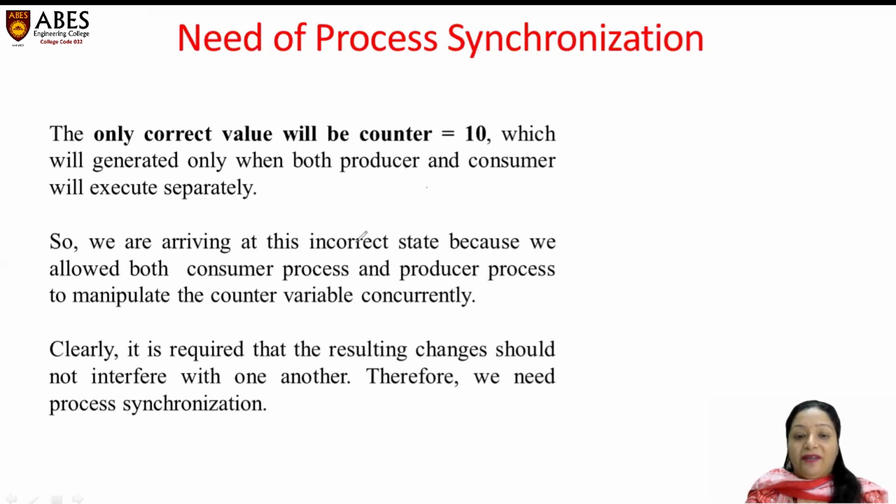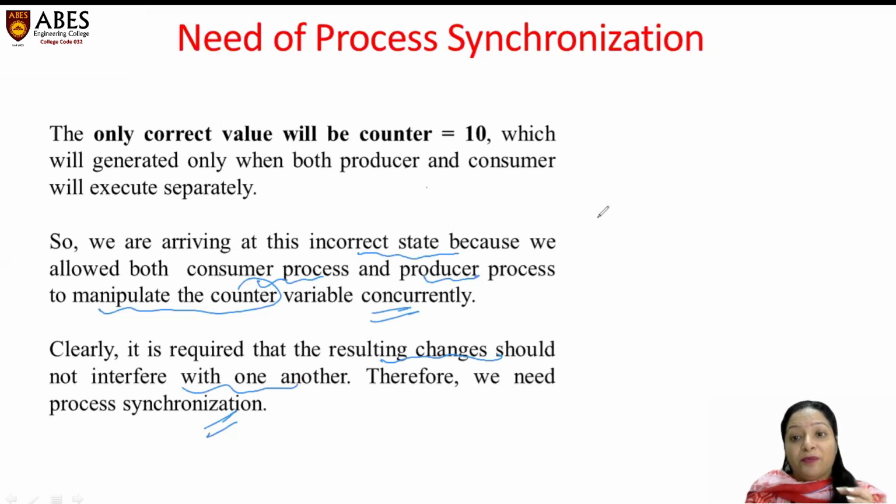So we are arriving at this incorrect state because we allowed both the consumer process and the producer process to manipulate the counter variable concurrently. So we can understand clearly from here that it is required that the resulting changes should not interfere with each other. Hence, we need process synchronization. These processes were not actually synchronized with each other. Their order of execution was not synchronized.